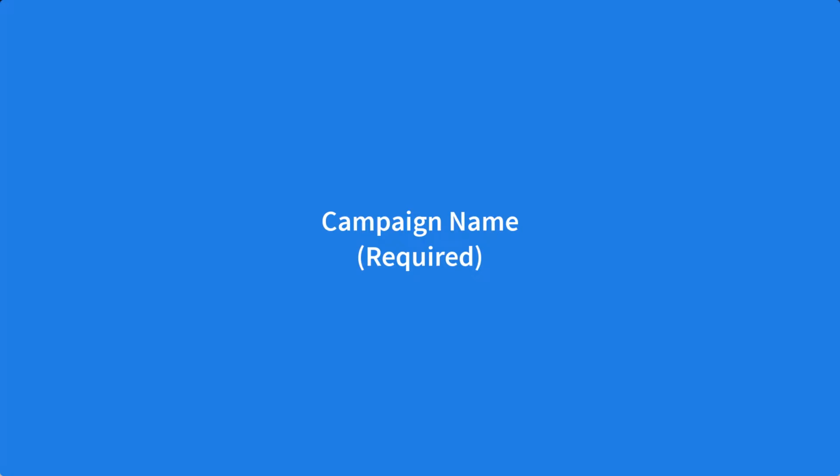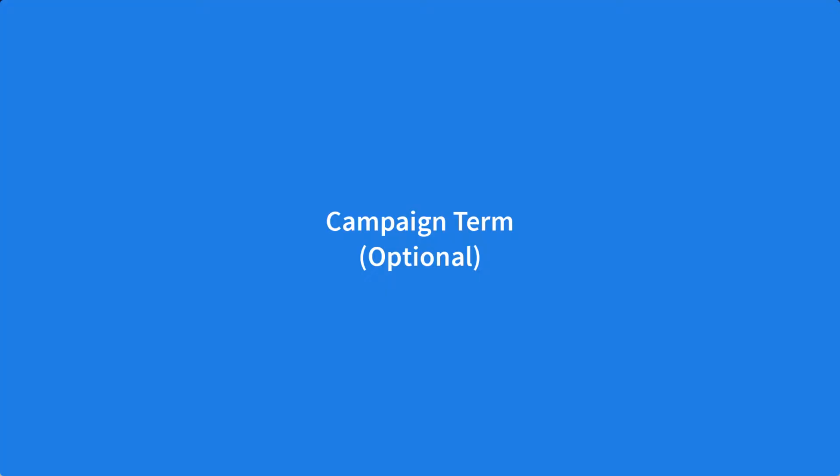Campaign name, required. This is where you'll enter the name of the specific marketing campaign. Campaign term, optional. This is an optional field that can be used to enter in keywords. This field is rarely used with organic efforts or paid Google campaigns. It can be useful for third-party Bing, Quora, and Facebook paid campaigns.